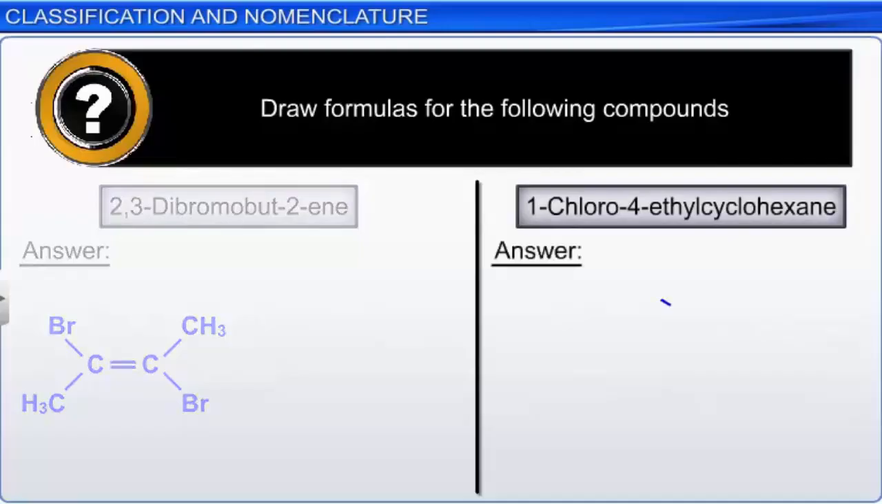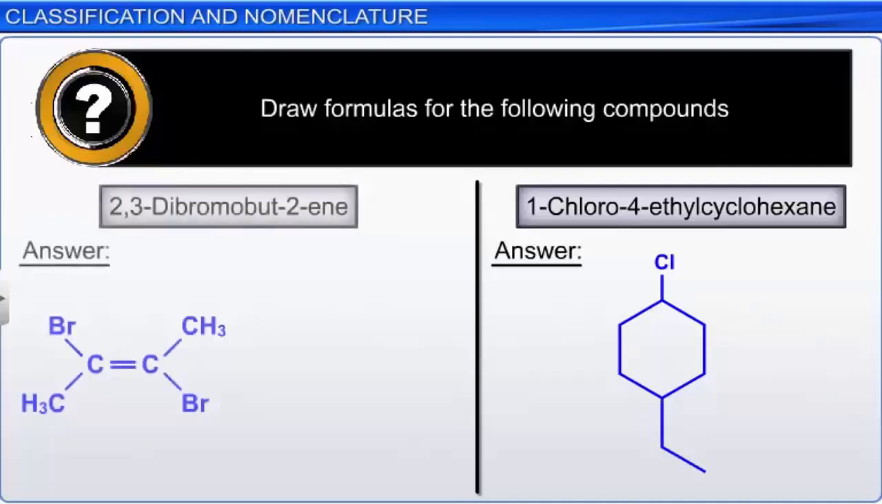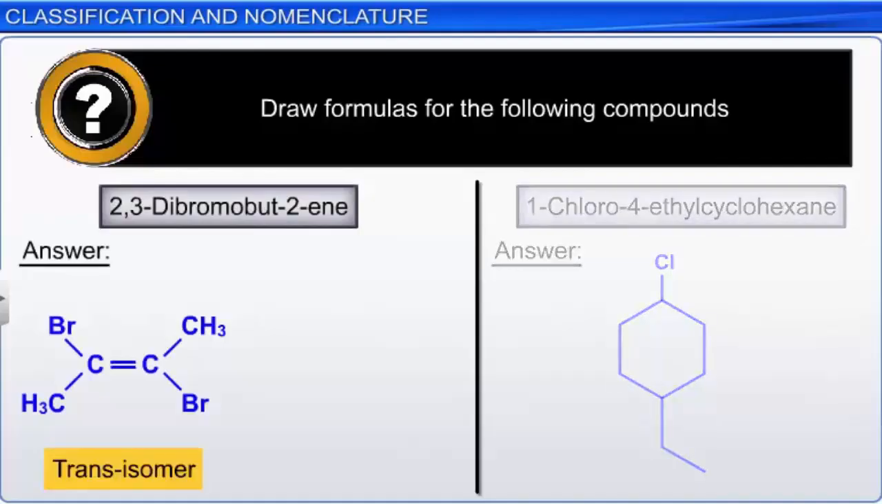The illustration on the left gives the trans isomer of 2,3-dibromobut-2-ene. Can you draw the cis isomer? Shown here is the cis isomer of 2,3-dibromobut-2-ene.